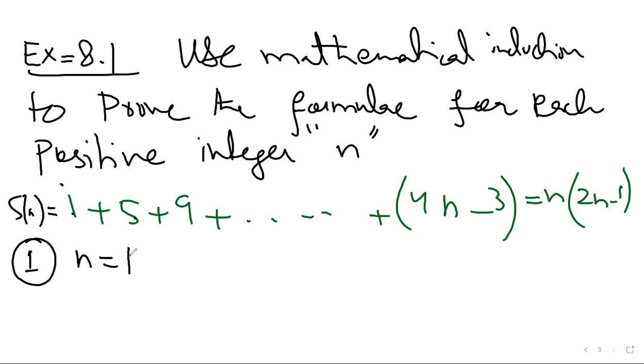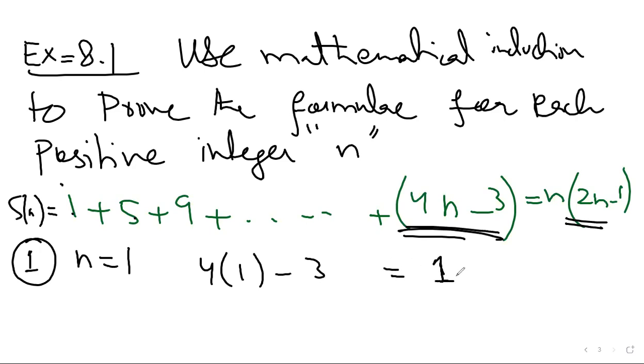Whatever statement comes, for mathematical induction, what will you do? N is equal to 1. This is the principle. Focus on this one. 4 into 1 minus 3 is equal to 1 into 2 into 1 minus 1. Natural numbers always start from 1. Positive integers start from 1. It means we insert the first value as 1. It is a fixed rule.